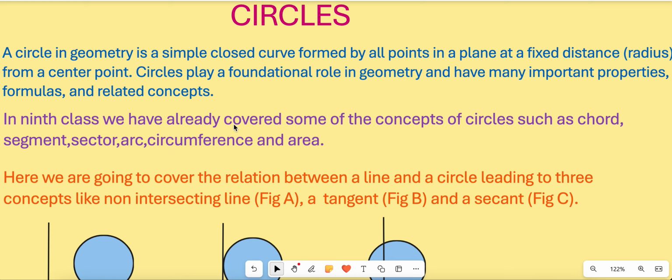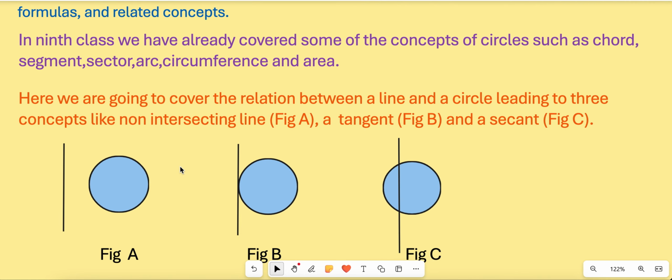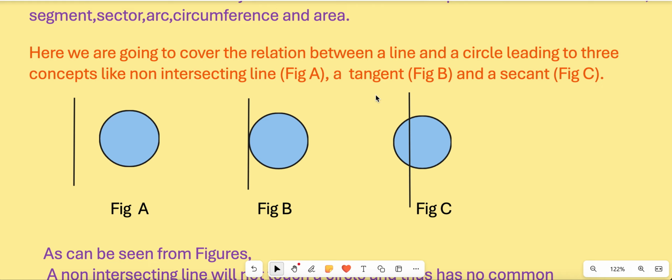In ninth class, we have already covered some of the concepts of circles such as chord, segment, sector, arc, circumference, and area. Now, here in this session, we are going to cover the relation between a line and a circle, leading to three concepts like non-intersecting line, explained in figure A, a tangent, figure B, and a secant as shown in figure C.